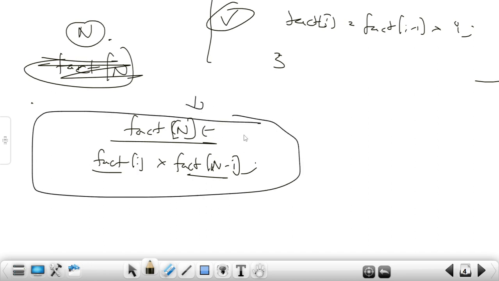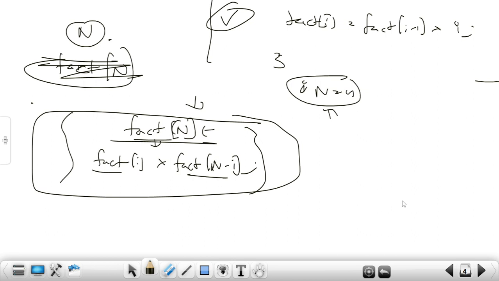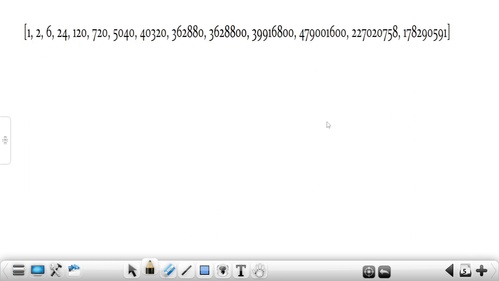But the question is, since this value can be large, and if I calculate the factorial of n and then divide, this is going to give me a wrong answer. Why? Let's take the example of 14. If I have n equals 14 and I calculate the factorial array, I have already written the array, you can see here. For n equals 14, this is the factorial array. You can see that this is 1 factorial, 2 factorial, 3, 4, 5 factorial, 6 factorial, 7, 8, 9, 10, 11, 12, 13, 14.